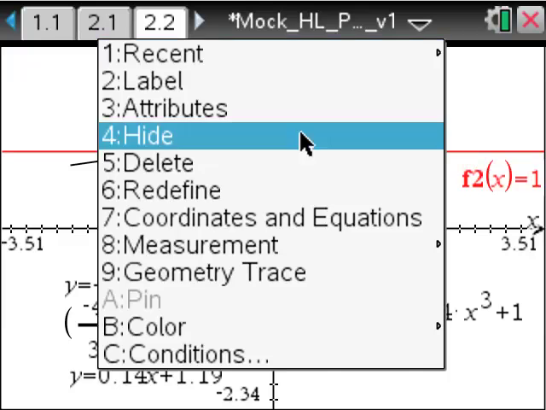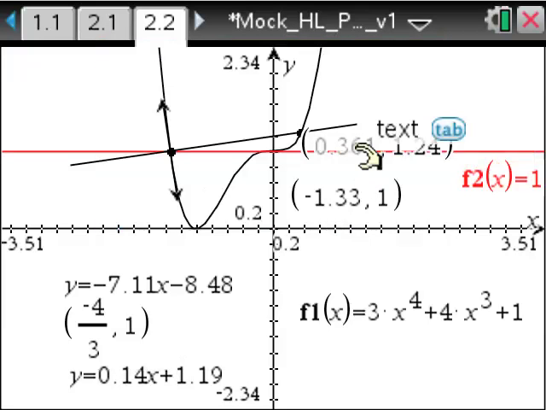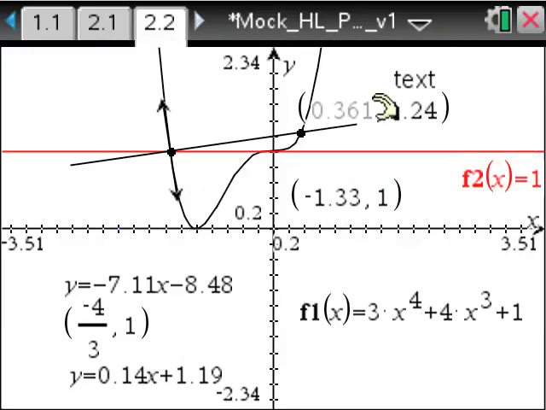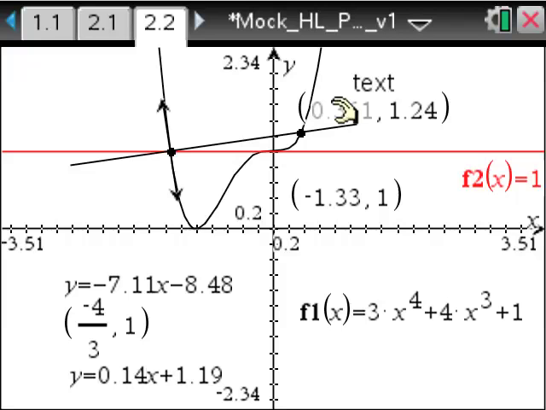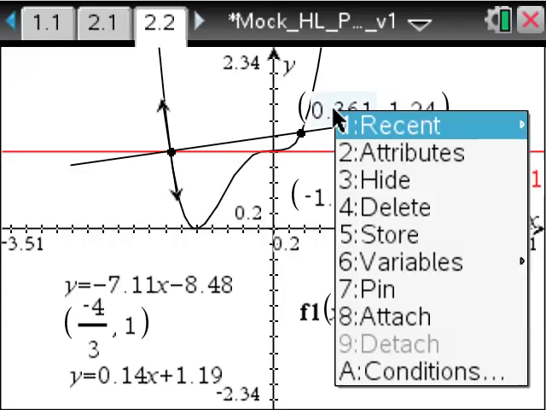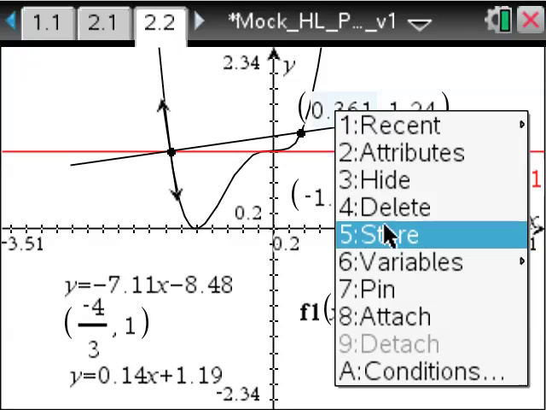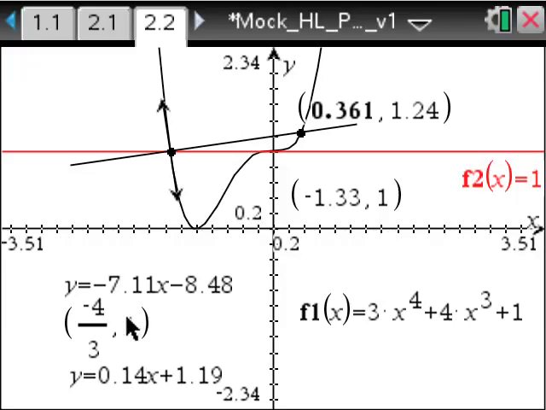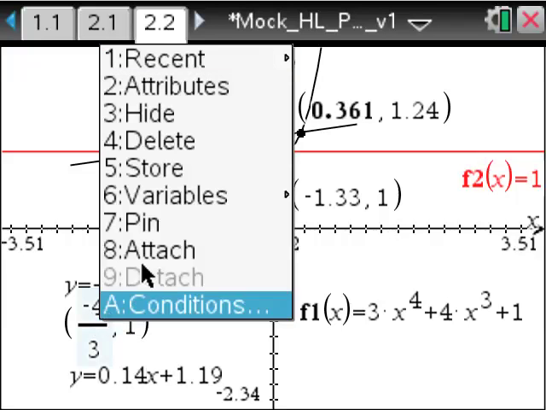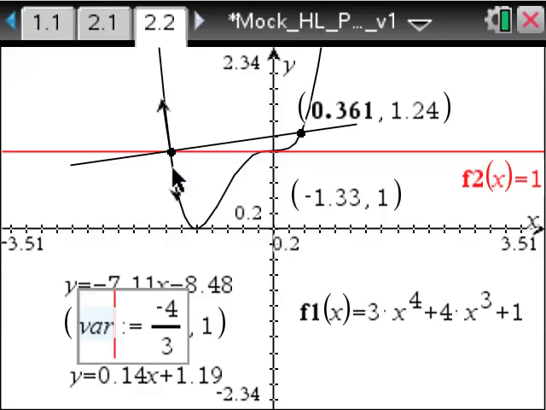So I'll press control menu, and I get 0.361. So I'm wanting to evaluate an integral from -4/3 to this value of 0.361. So to save me doing a whole lot of typing in a minute, what I'm going to do is go over that text and press control menu to store, and I'm going to store that in B for my upper bound, and I'm going to go to my -4/3. I'm going to store that in A.